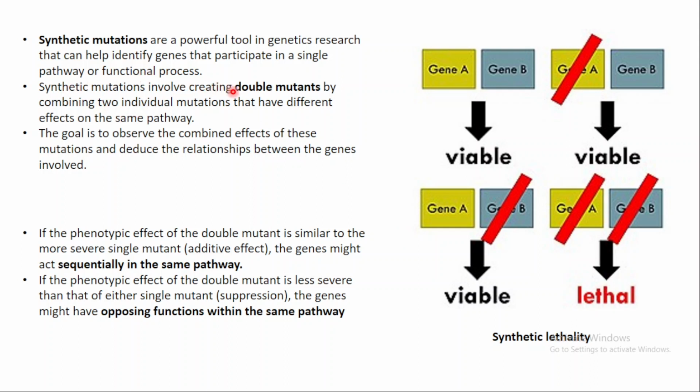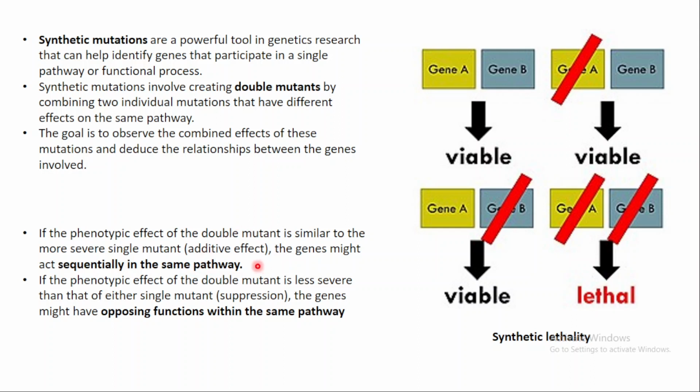Synthetic mutations involve creating double mutants by combining two individual mutations, like here, gene A and gene B, that have different effects on the same pathway. So on the survivability pathway, these have different effects, but when both of them are ablated, then it is lethal. The goal is to observe the combined effects of these mutations and deduce the relationship between the genes involved. So for any two genes involved, the relationship can be deduced. If the phenotypic effect of the double mutant is similar to the more severe single mutant, the genes might act sequentially in the same pathway.